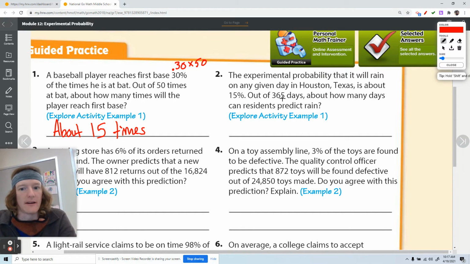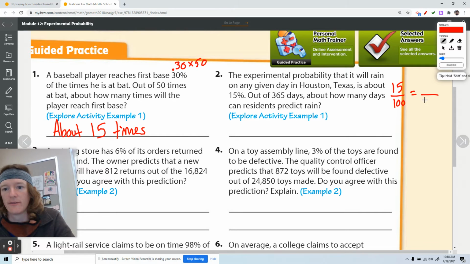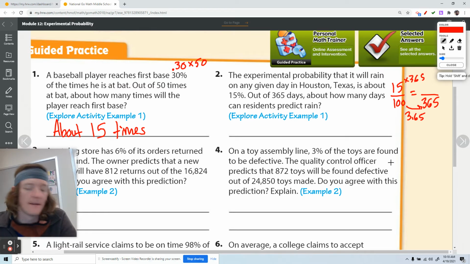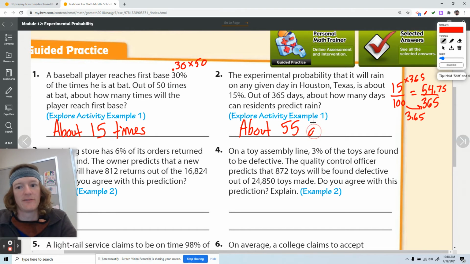Number 2, the experimental probability that it will rain on any given day in Houston, Texas is about 15%. Out of 365 days, about how many days can residents predict rain? I'll do this one with a proportion because we've been doing the decimal form quite a bit. What is 15% of 365? From 100 to 365 is dividing by 100 to get 3.65, so we do 15 times 3.65. We get 54.75, or about 55 days.